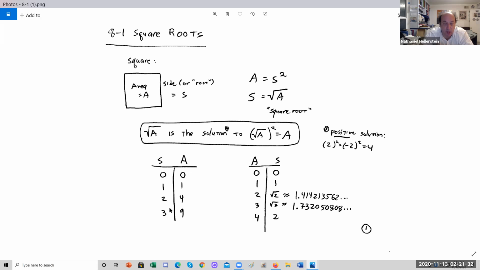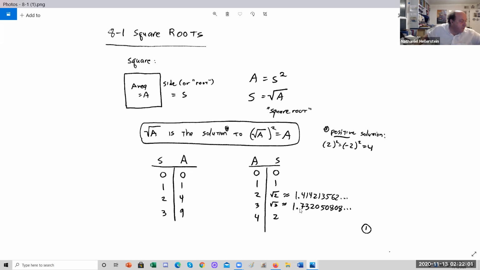So, okay, here's S, and A is S squared. 0 squared is 0, 1 squared is 1, 2 squared is 4, 3 squared is 9. Now, to find S in terms of A, you just take this table and flip left for right. Square root of 0 is 0, square root of 1 is 1, square root of 4 is 2, but oops, square root of 2, well, this is the notation, root 2. Square root of 3 is what? It's root 3.